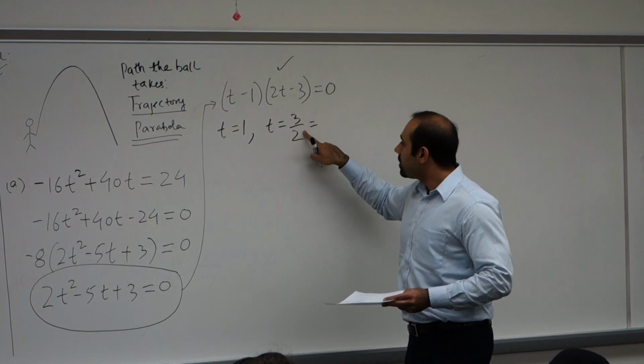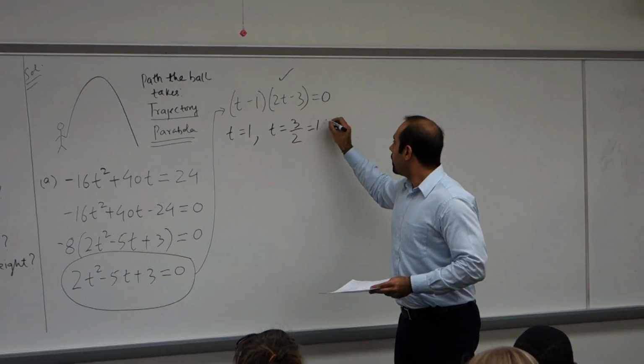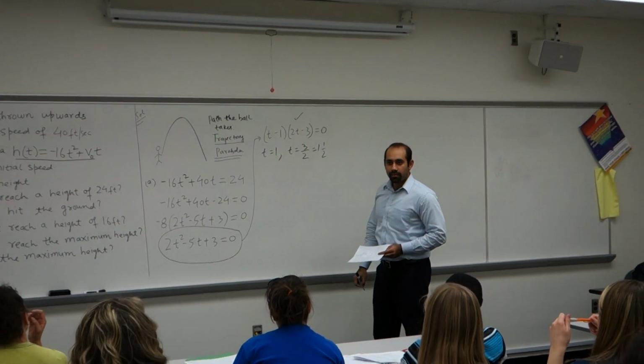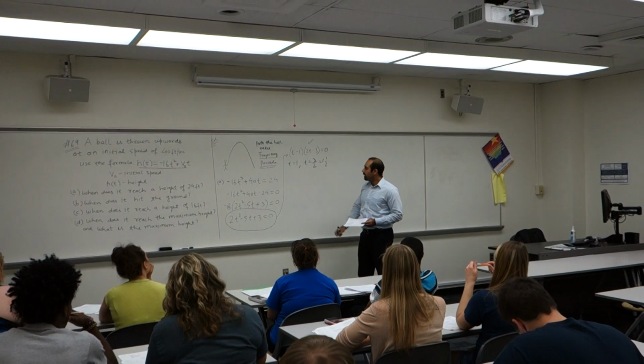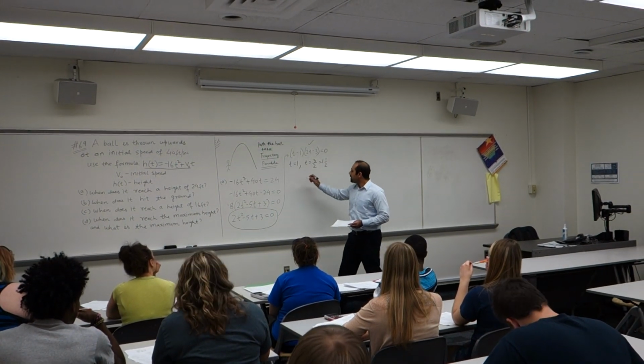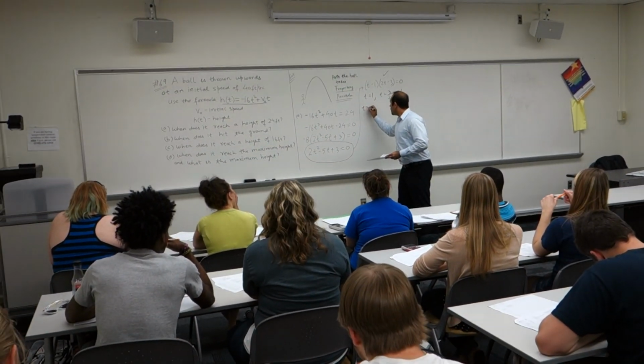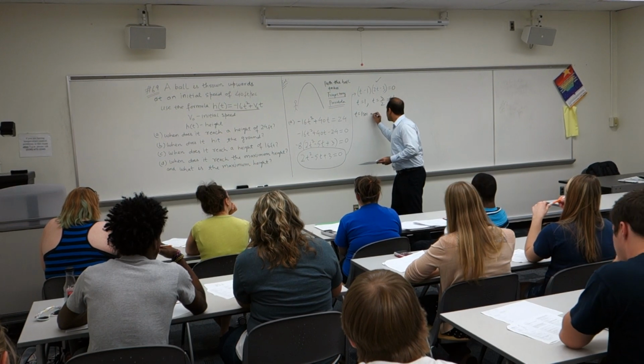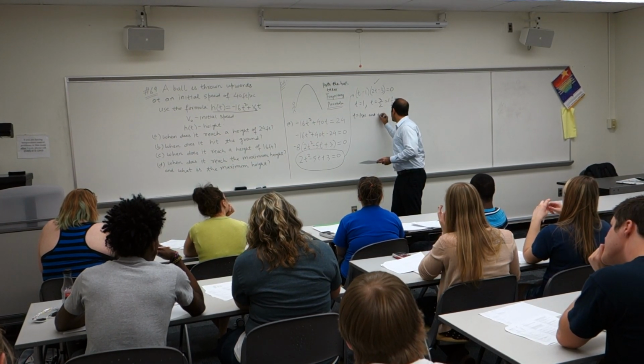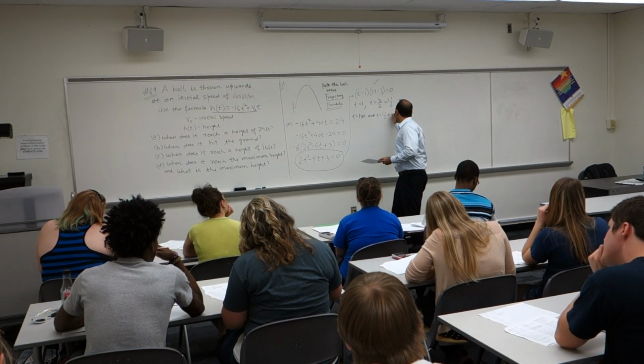Well, 3 halves, we can also write as 1 and 1 half. Right? It's the same thing, if we have to write it in a mixed form. So that means we have t equals 1 second, and we also have t equals 1.5 seconds.